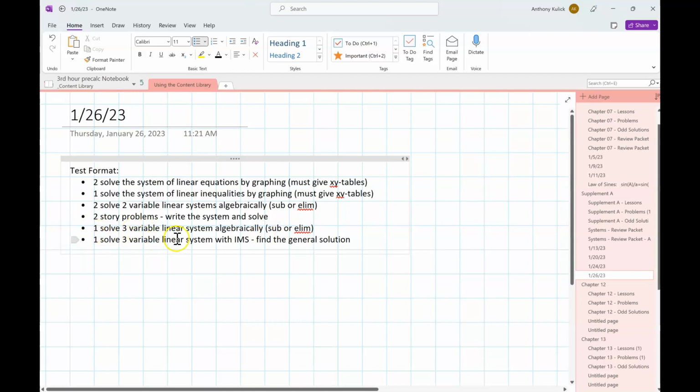One, solving a three variable linear system algebraically. Again, you can do substitution or elimination. And then one three variable linear system that has infinitely many solutions, and I'm asking you to write the general solution. I should probably say, since I can't tell by just looking at my problem, there are at least two versions of a correct answer, possibly three.